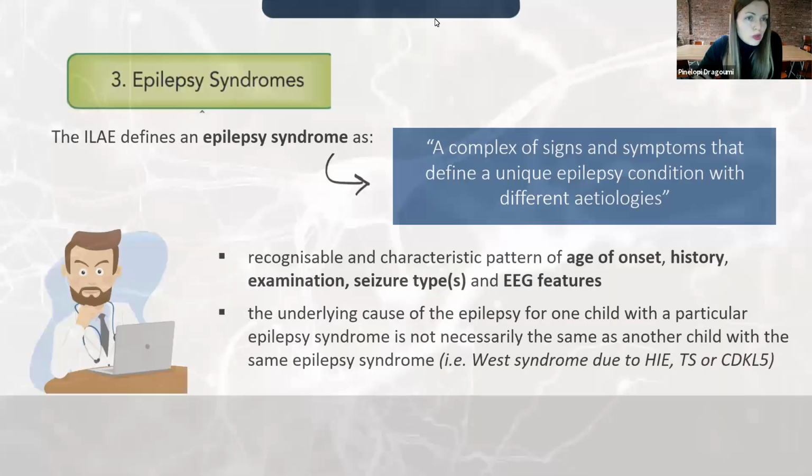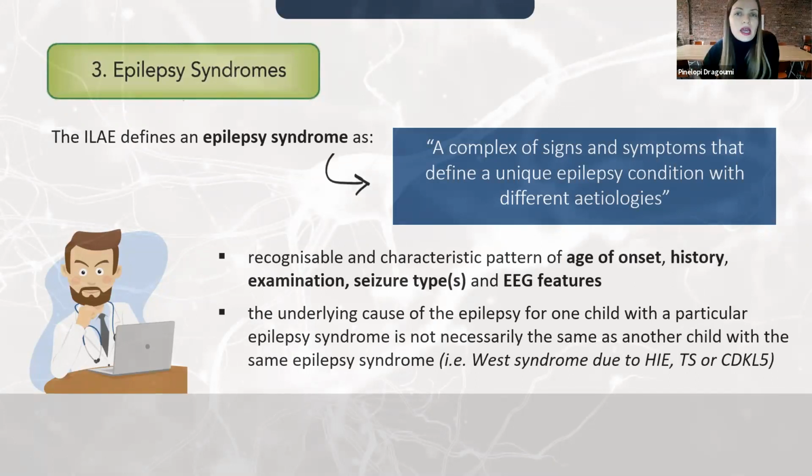Now, just to remind everybody what an epilepsy syndrome is: this is a distinct epilepsy condition, which is characterized by certain signs and symptoms that define it as unique, but these are mostly the age of seizure onset, the history of seizure types, the neurologic examination, and the EEG features. It doesn't have to do with the etiology. So epilepsy syndromes can have different etiologies. So we can define West syndrome or Lennox-Gastaut syndrome, but they can have different etiologies.